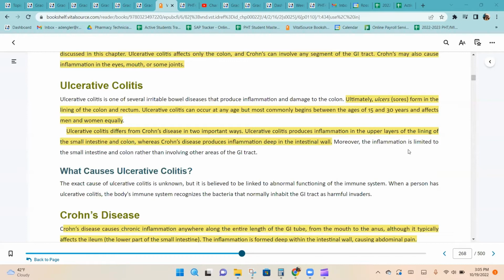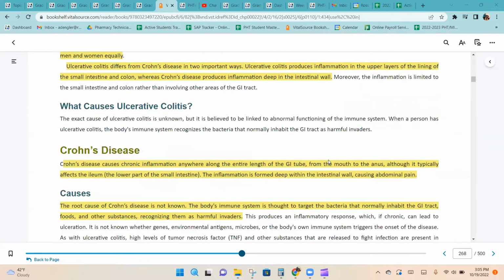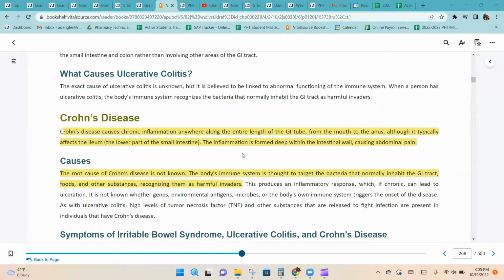Ulcerative colitis differs from Crohn's disease in two different ways. Ulcerative colitis produces inflammation in the upper layers of the lining of the small intestine and colon, whereas Crohn's disease produces inflammation deep in the intestinal wall. The exact cause of ulcerative colitis is unknown, but it is believed to be linked to abnormal functioning of the immune system.